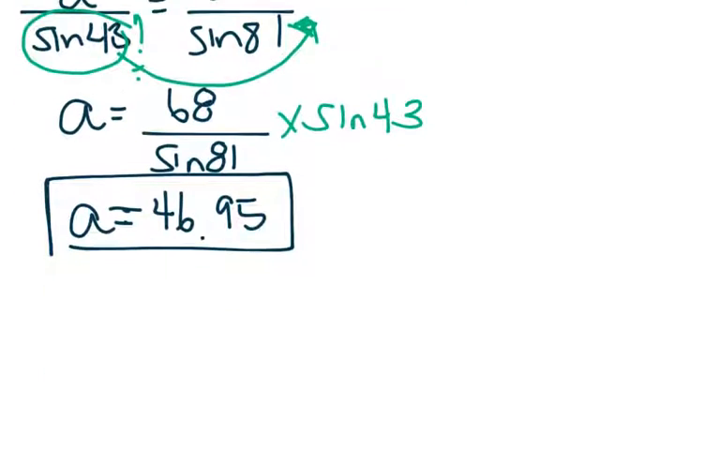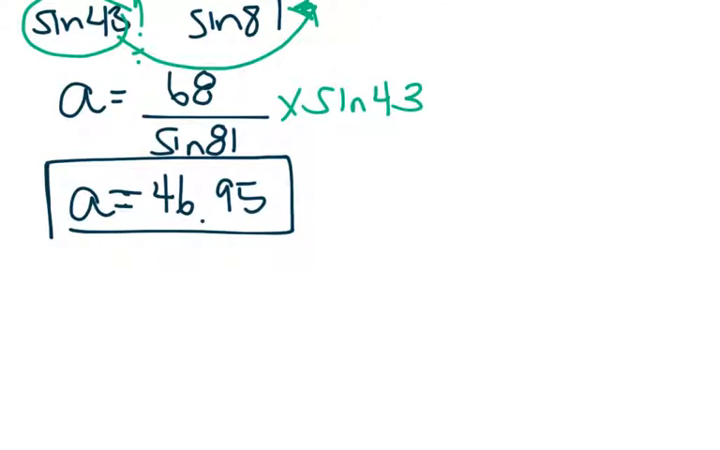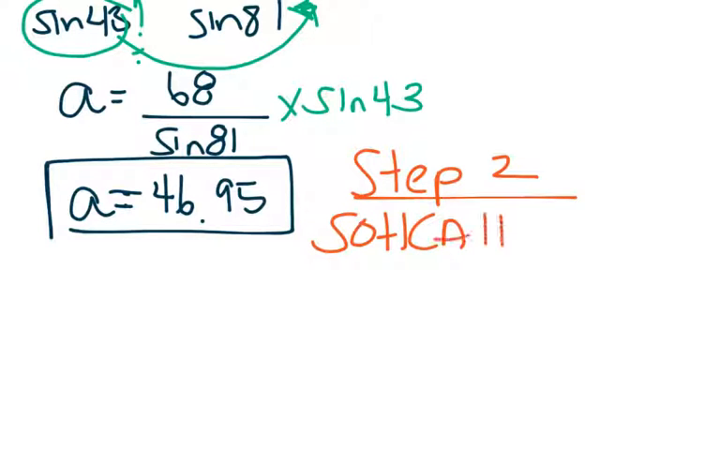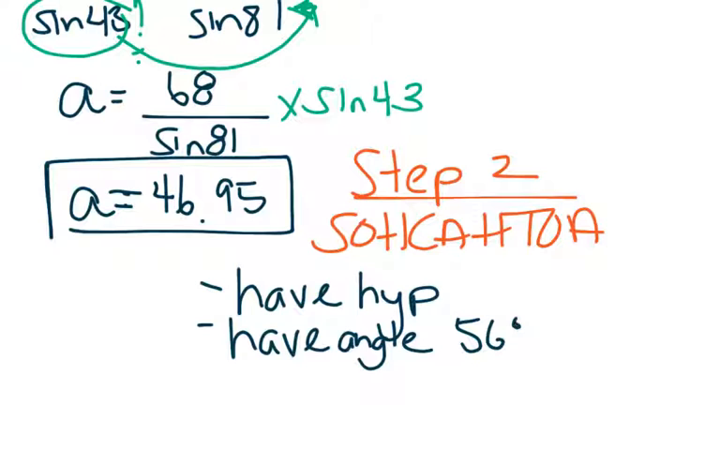We can go back and forth. We are on to step 2, by the way. Step 1, we found a side length of the outside. Now we're going to use SOHCAHTOA to find H. So we're on to step 2. If you want to write step 2, go for it. Step 2, so we're using SOHCAHTOA. We have already labeled, so now we're just going to list what we have. If you check back up there, we have the hypotenuse. We have the angle, 56 degrees, and we need the opposite side, which was H.